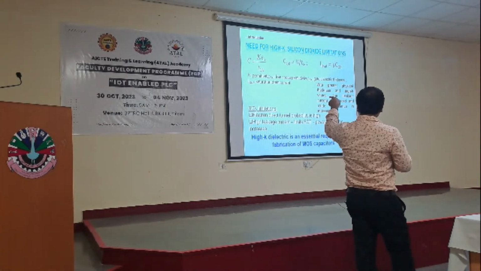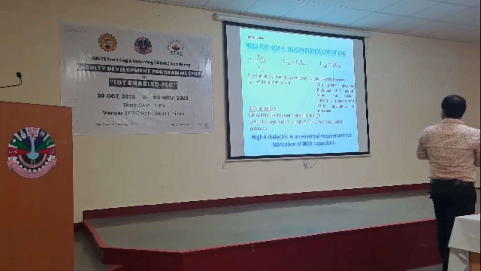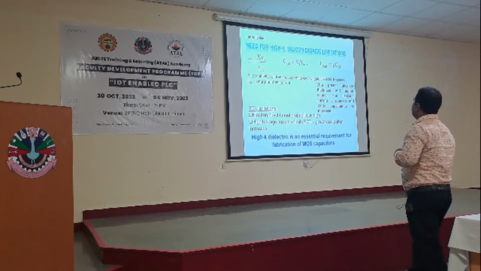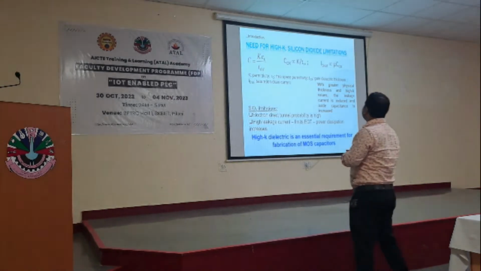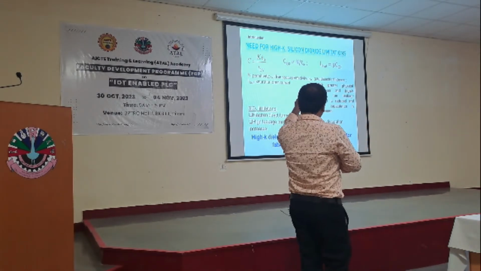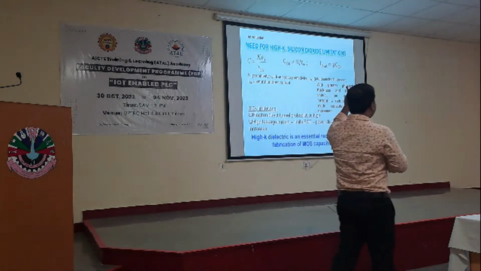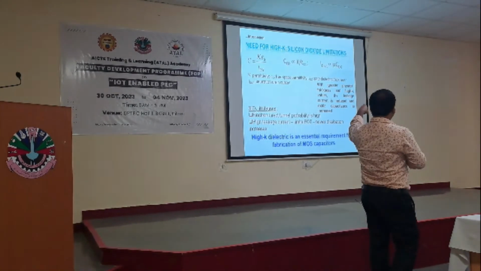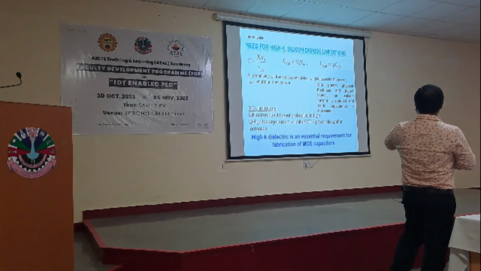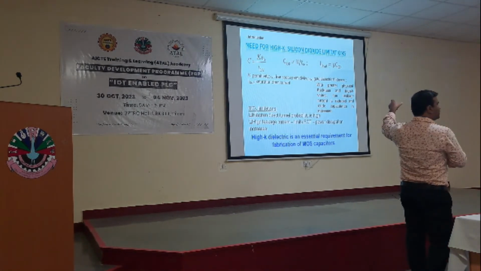Why is high K needed? You see, C equals ε0 K by t of oxide thickness, where K is your dielectric constant, and ε0 is the permittivity of free space. If you see here, COX is directly proportional to K by TOX. You have to increase the capacitance. What is the option? You have to either reduce the denominator, meaning reduce the oxide thickness, or use a very high K value. But you cannot reduce the thickness of the oxide very thin.